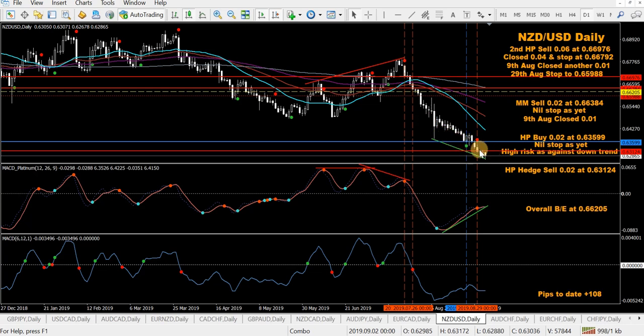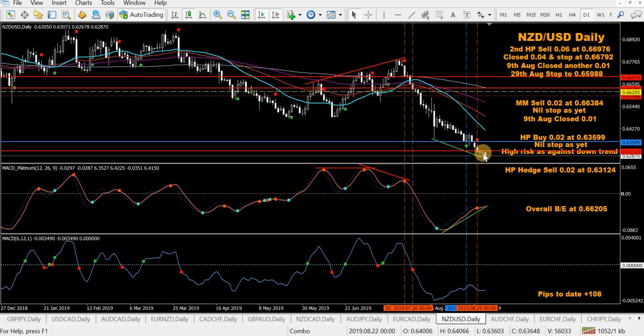And took a buy followed by a hedge sell. You can read the notes there. That buy, you can see sometimes I write high risk against the downtrend. So when I took that buy there, if I hadn't had these two trades on, even though there's divergence there, you might just want to hang off a bit on that one. And as you can tell, it kept on going down.